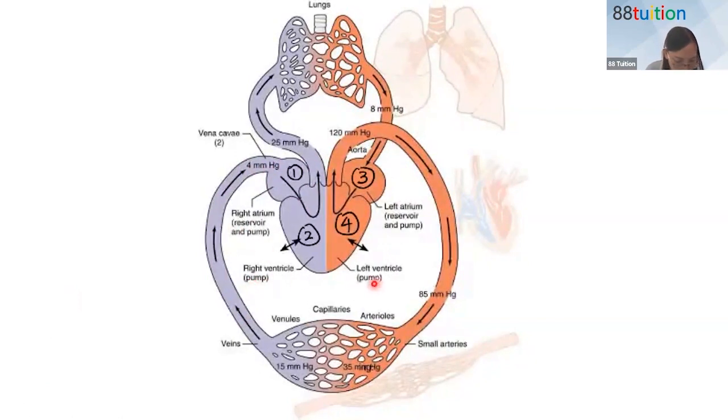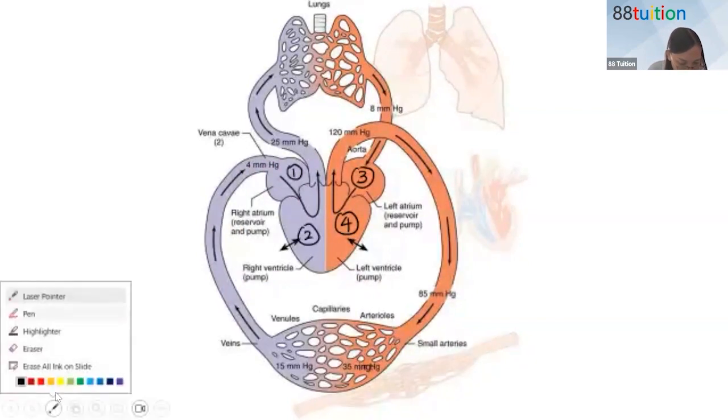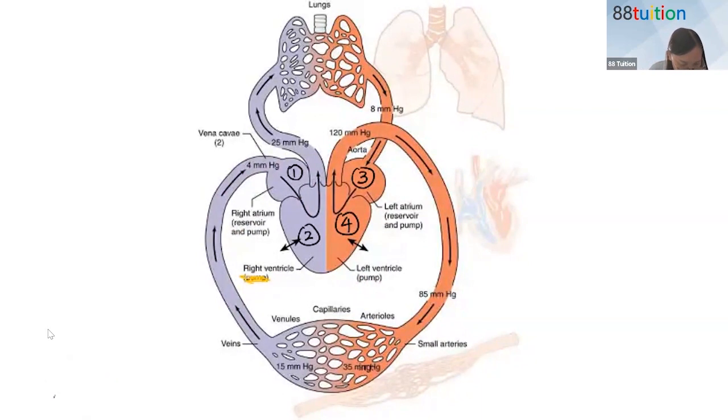There are 2 pumps. So I'm going to highlight the 2 pumps. So right ventricle is a pump, left ventricle is a pump. But the more powerful pump is the left ventricle. This one is the more powerful pump compared to the other side.